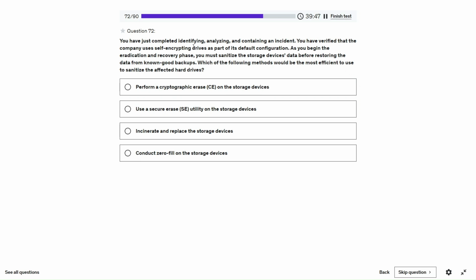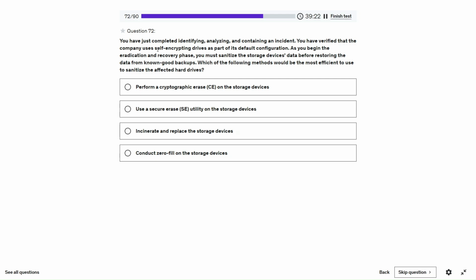You have just completed identifying, analyzing, and conducting an incident. You have verified that the company used self encrypting drives as a part of its default configuration. As you begin the eradication and recovery phase, you must sanitize the storage devices data before restoring data from a known backup. Which of the following methods would be the most efficient to use to sanitize the affected hard drives?